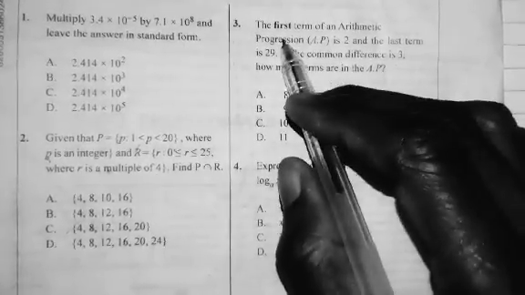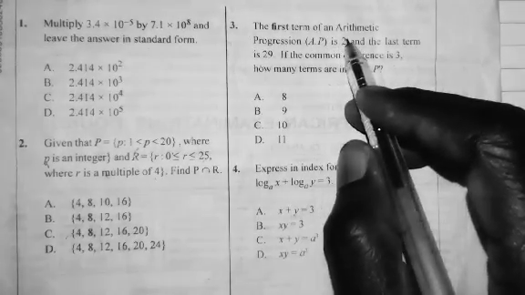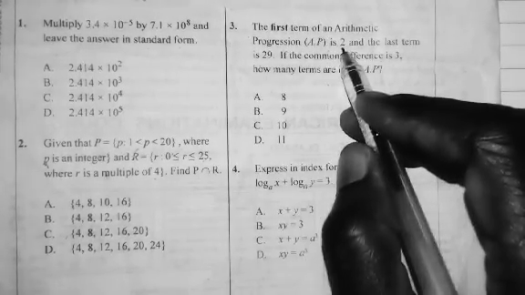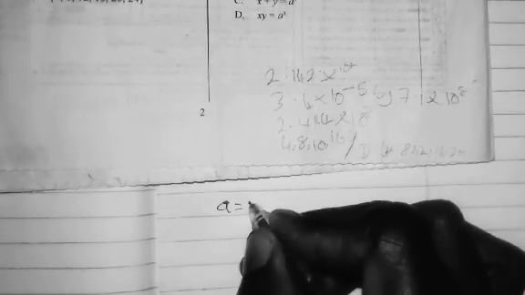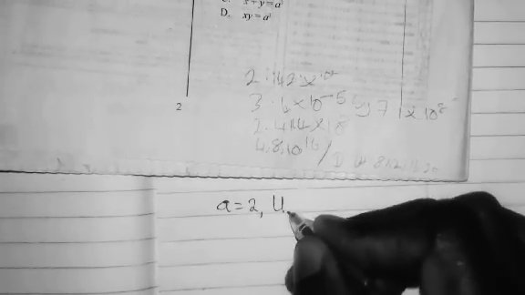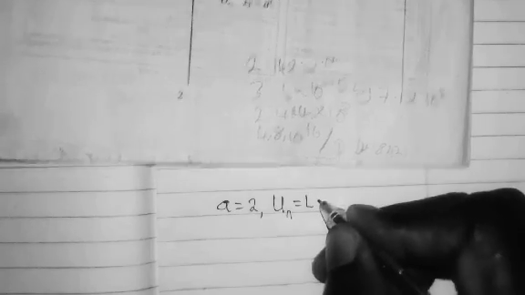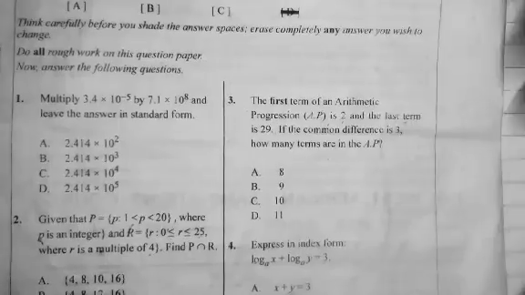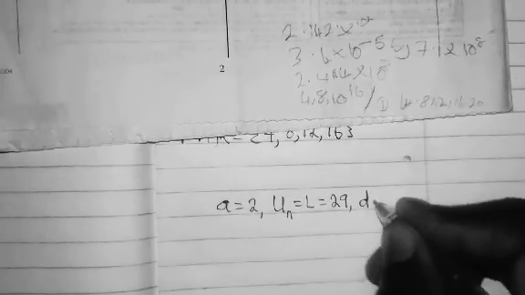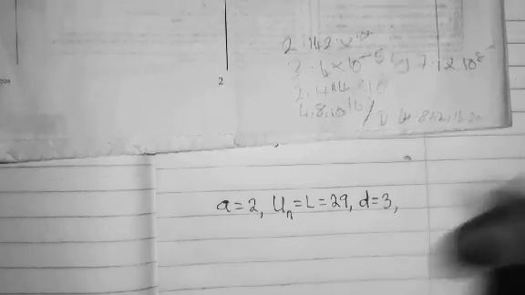First of all, we are told that the first term of an arithmetic progression, that is AP, is 2. How do we write it? We can say here that the first term, a, is 2. Then going further, we are told the last term is 29. So for the last term, we can say U sub n equals L, which equals 29. Then the question says the common difference is 3. So we can write it out as d equals 3.